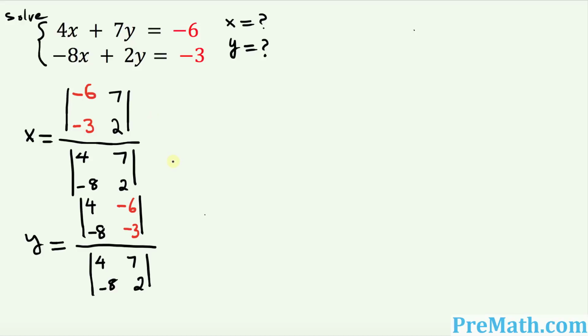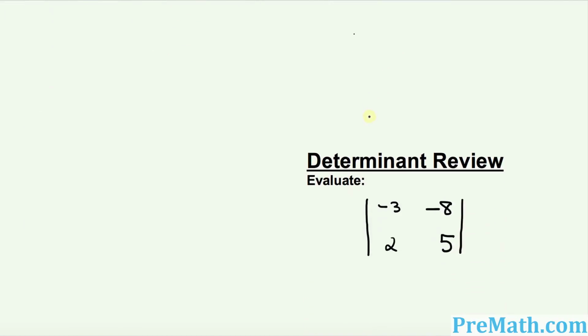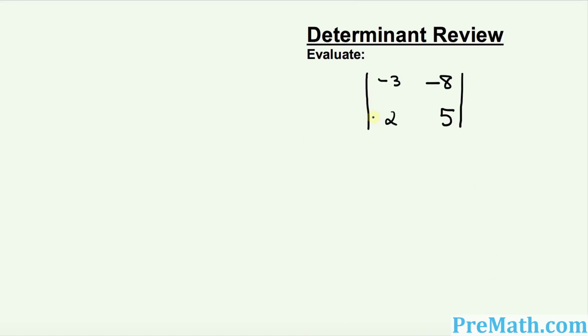Next you might be wondering, what do we call these boxes? These boxes in mathematics are called determinants. So they have a fancy name. I'm going to give you a brief review of determinants, how we are going to evaluate or simplify them. Look at this example right up here. We want to find the value of this 2 by 2 determinant.